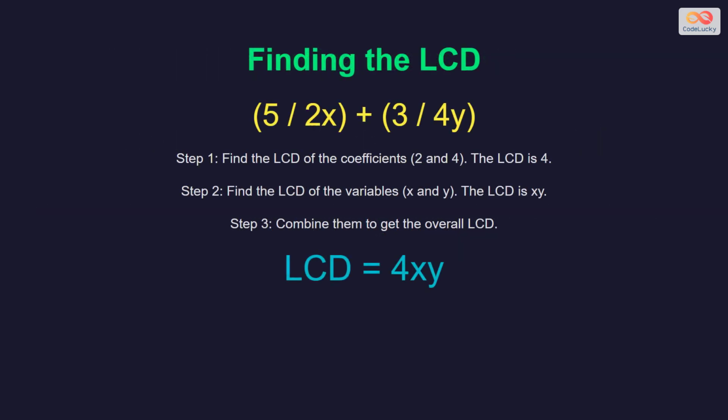Let's find the LCD for 5 over 2x plus 3 over 4y first. The least common multiple of the numbers 2 and 4 is 4. Then, for the variables x and y, the least common multiple is xy, so the LCD is 4xy.